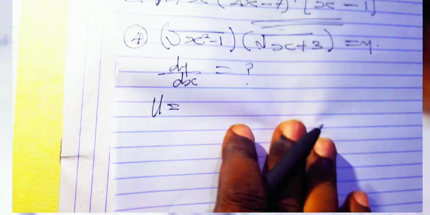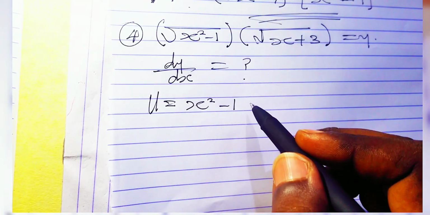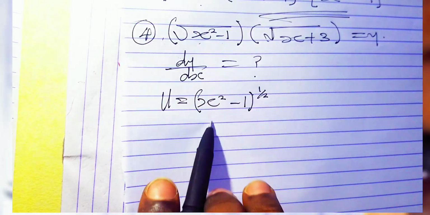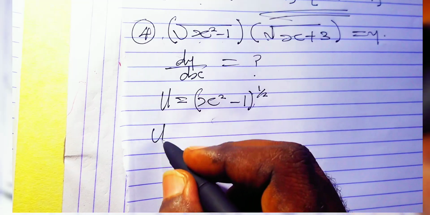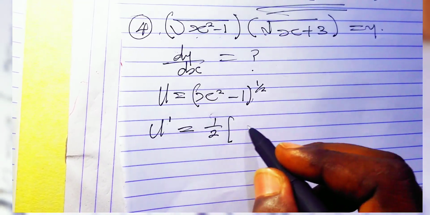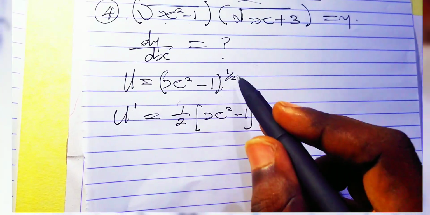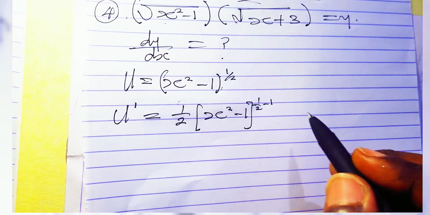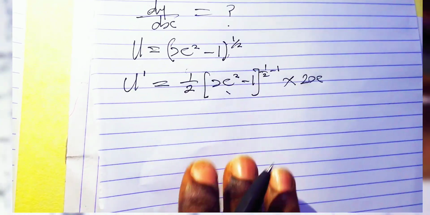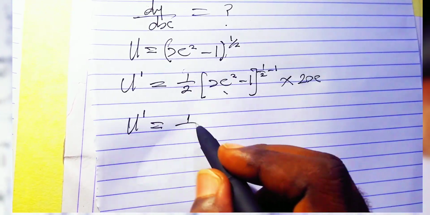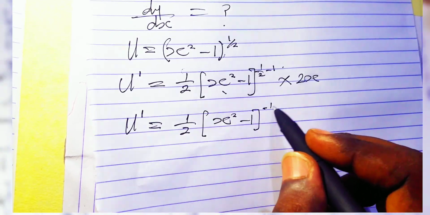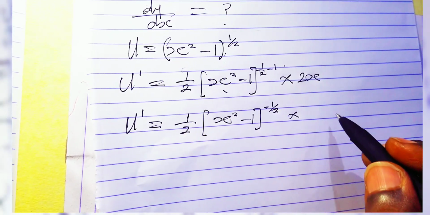Our u can be x squared minus 1, raised to the power of 1 over 2. I choose to interpret root of x squared minus 1 this way. That means u prime is going to be, we need chain rule to get this done, 1 over 2 times x squared minus 1 raised to the power 1 over 2 minus 1, times the differential value of x squared minus 1, and that is 2x. So this becomes 1 over 2 times x squared minus 1 raised to the power of negative 1 over 2, since 1 over 2 minus 1 is negative 1 over 2, then times 2x.